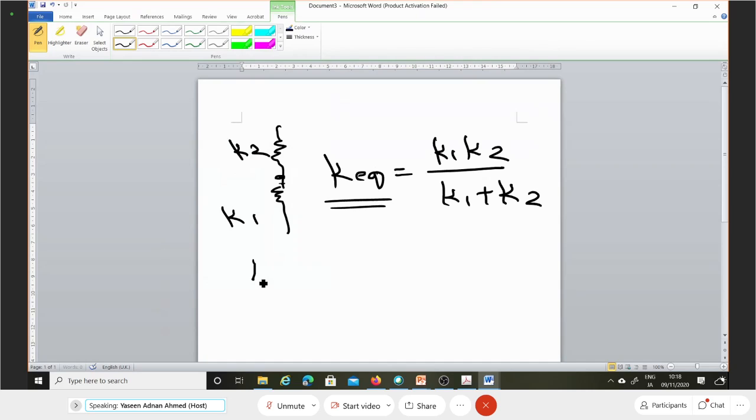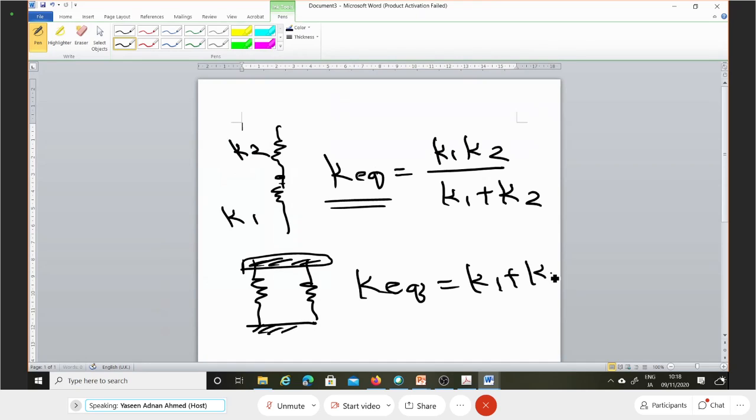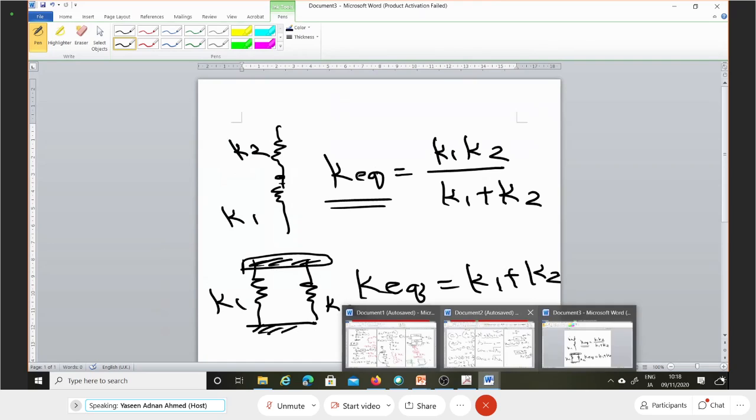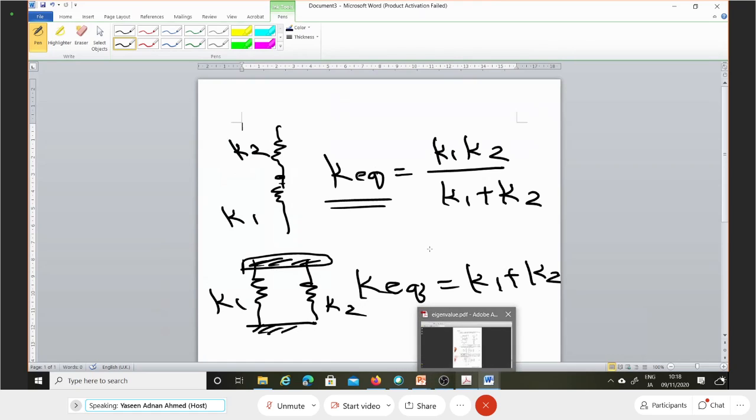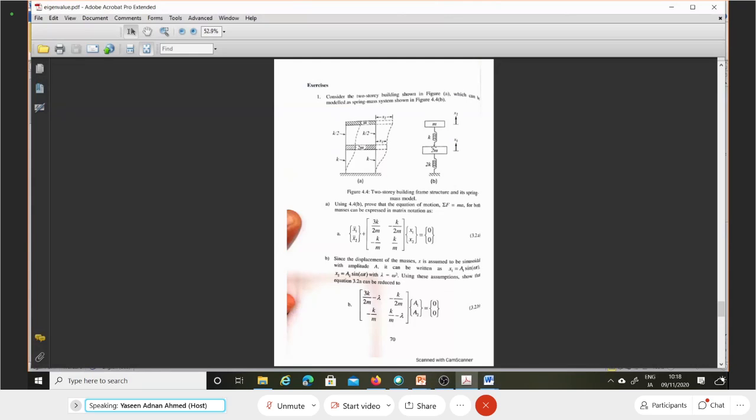Or if your springs are connected in this way, with a mass, then your equivalent K will be K1 plus K2. Remember the arrangement. In the book it is this form, so that's why you have a summation here. Then you can simplify it like this, and then again you have to solve the same problem.